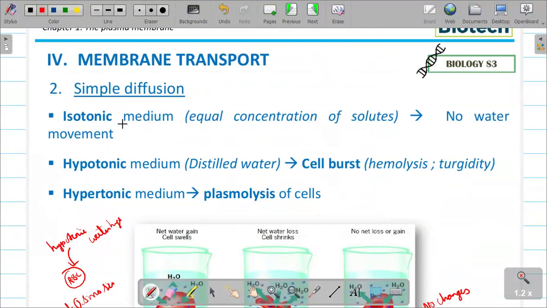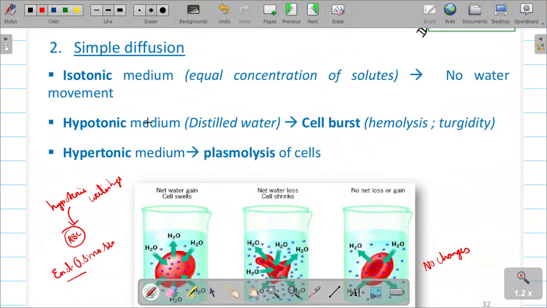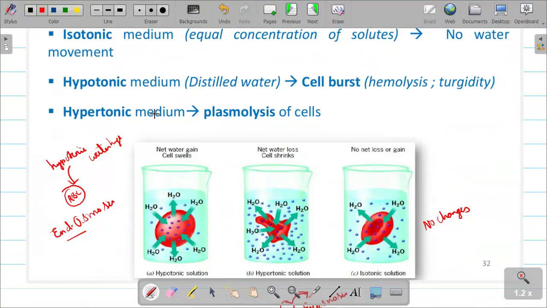So we have an isotonic medium where equal concentration of solute is maintained, so no water movement. In hypotonic water, a plant cell will swell and become turgid, while an animal cell will burst because of hemolysis. In hypertonic, the cell will undergo plasmolysis, it will shrink.